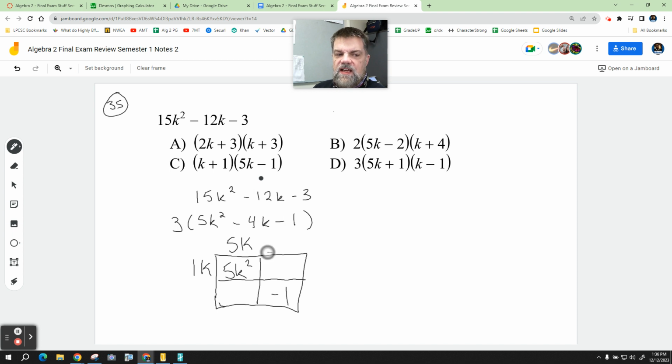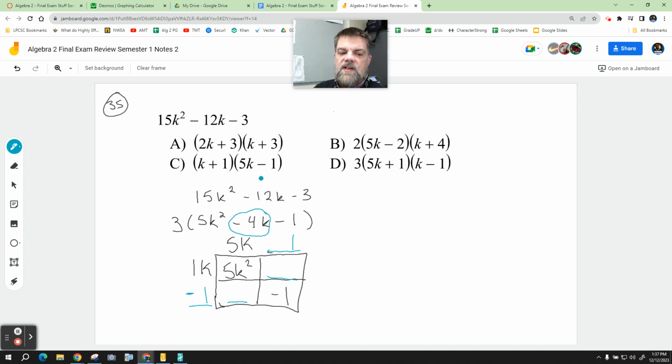So now I need to think, I'm going to put a number here and a number here that gives me negative 1. Well, one of these has to be positive and one of these has to be negative. But it's 1 times 1. So now if I put a negative in here, I get a negative 1k plus a positive 5k. But if I put the negative here, I get a negative 5k plus 1k, which gives me a negative 4k. So remember that these two boxes have to add up to this middle term.